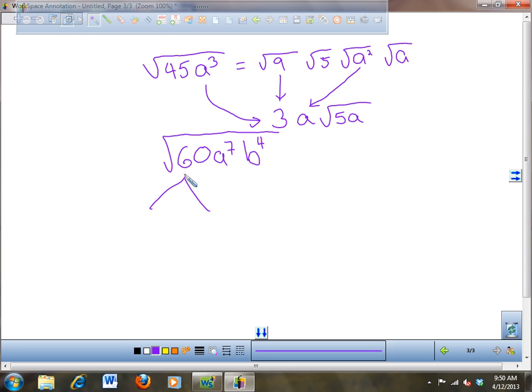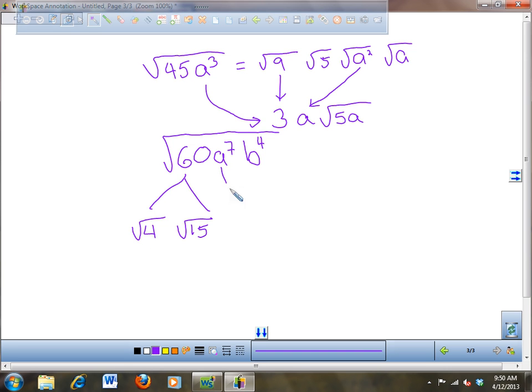Who knows what perfect square is in 60? What times what gives you 60? 10 times 6, yes, but neither one of those is a perfect square. So you want to try to pull out a perfect square. 4 times what will give you 60? 15. So I want to pull out the perfect squares. There's a 4 in there, and there's a 15 in there. See? So that's one perfect square.